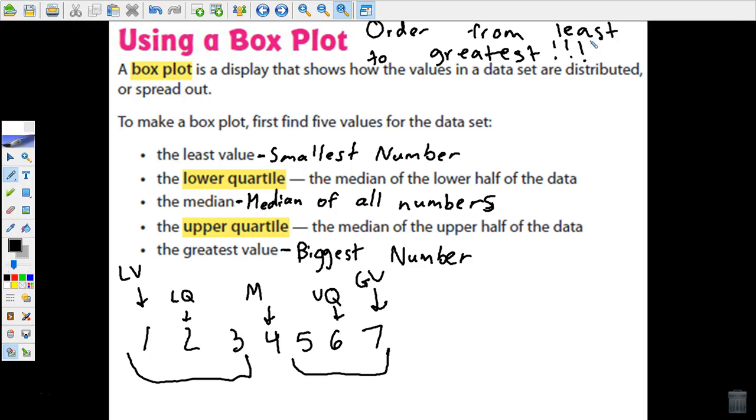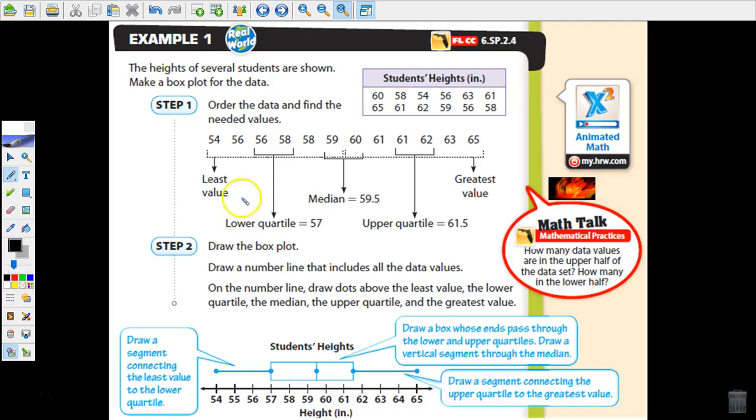So let's move on. Let's look at an example, okay? Example 1. The heights of several students are shown. Make a box plot for the data. Okay, step 1. Order the data and find the needed values. They have all the heights right here. Like I said, step 1, very important, order the data. Order the data comes first, and then find the needed values. So what are the needed values? The least value, the lower quartile, the median, the upper quartile, and the greatest value. Those are what we need to make our box plot, okay?